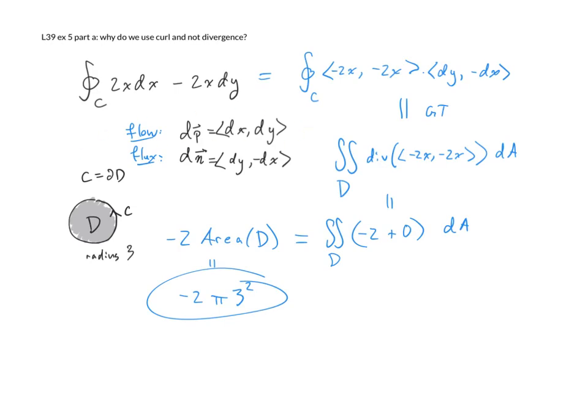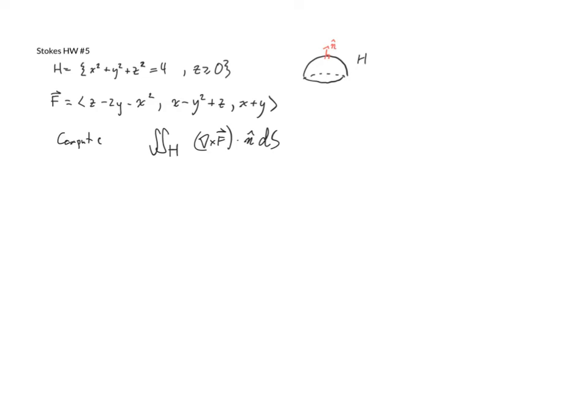So, problem 5 on the Stokes homework. We have H, which is an upper half sphere. The radius of the sphere is 2, right here, and it's where z is positive. They give me some vector field. Here's z. Here it is. And they ask me to compute this surface integral by taking the vector field f, passing to the curl vector field, and then computing the flux of the curl through the surface, i.e. the total circulation on the surface of f.